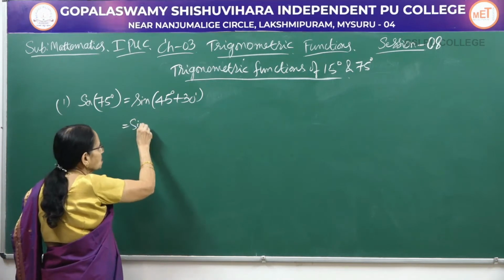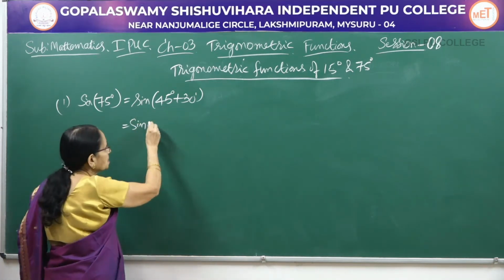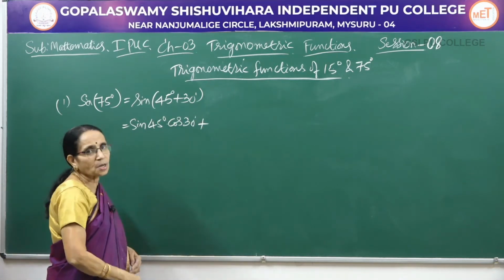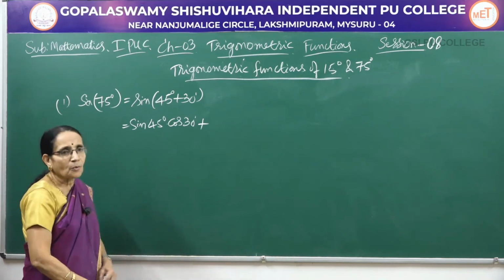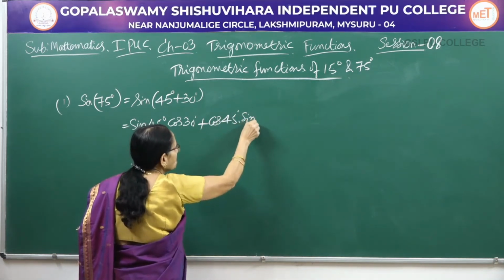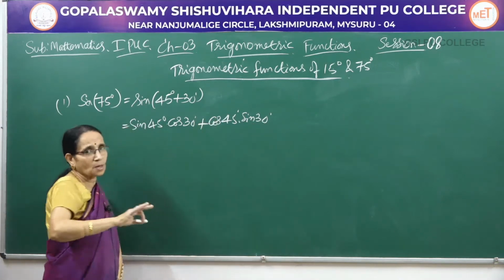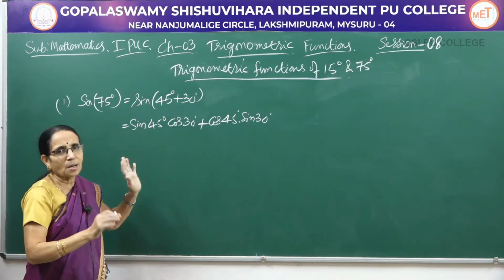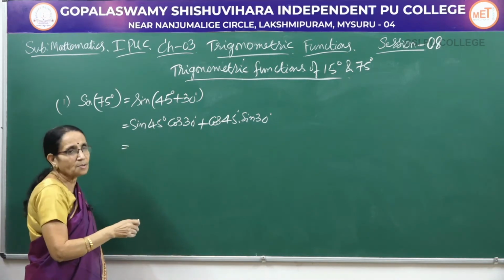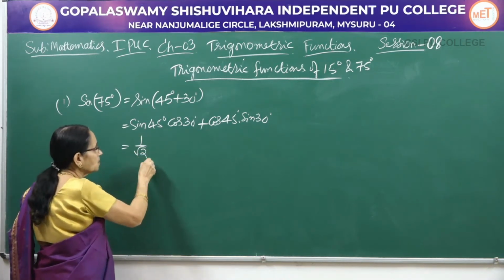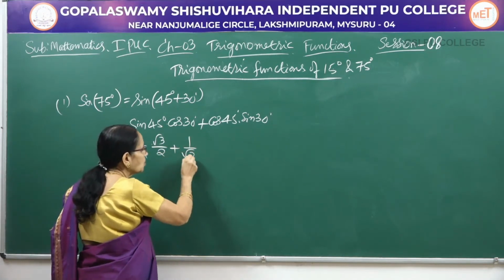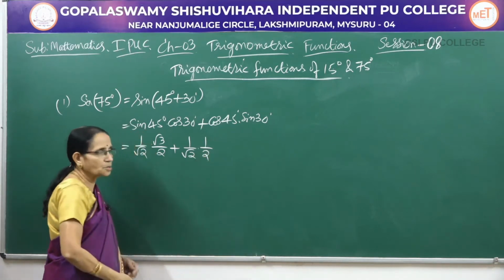Therefore, how do you write this? Sine x into cos y, that is sine 45 into cos 30, plus cos x into sin y. X means the first angle, y means the second angle. So it is cos 45 into sin 30. I am just using the same method, only the angles are different. X and y were general angles, and I am giving particular values. Now all of them are standard angles, so you can write the values. Sin 45 is 1 by root 2, cos 30 is root 3 by 2. Cos 45 is 1 by root 2, sin 30 is 1 by 2.